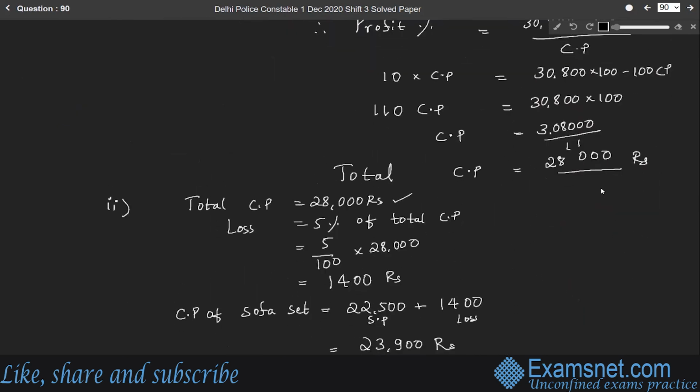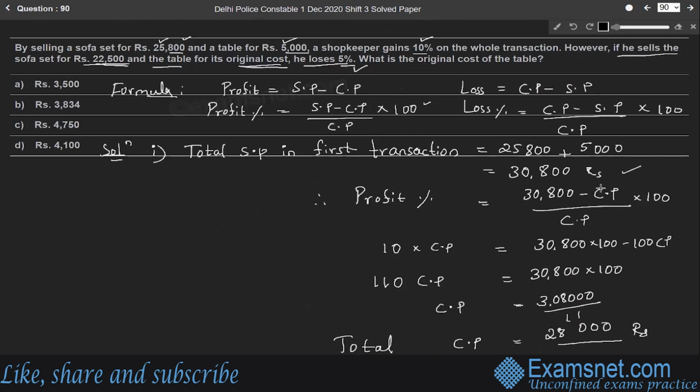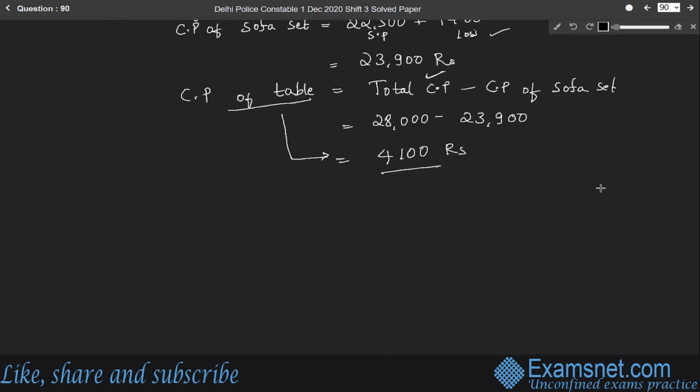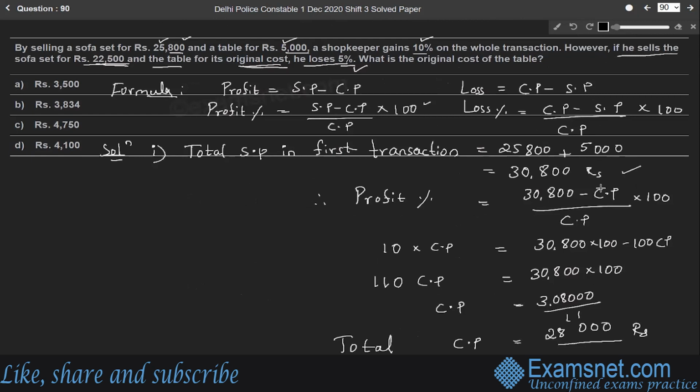In the second part of the problem, there is a loss to the shopkeeper. He loses 5% when he sells the sofa set for 22,500 and the table for its original cost. Therefore, the loss becomes 5% of the total cost price, that is 1,400 rupees. Then the cost price of the sofa set becomes selling price plus loss, so it is 23,900. Therefore, the cost price of the table becomes total cost price, that means sofa and table together, minus the cost price of only the sofa set. This gives the cost price of only the table, that is 4,100 rupees. Hence, option D is the right answer.